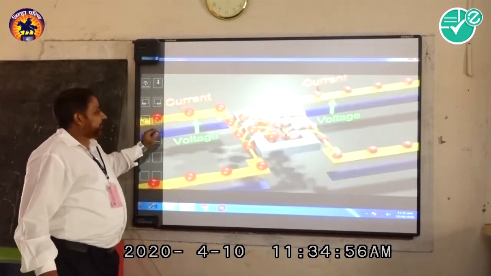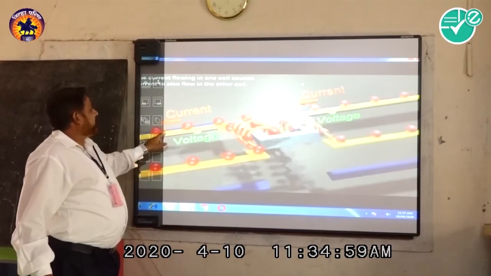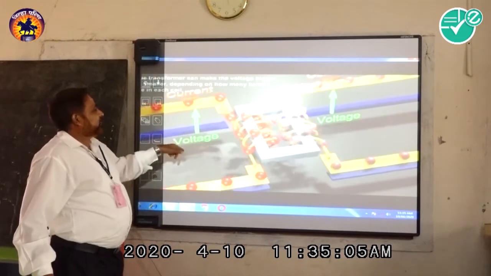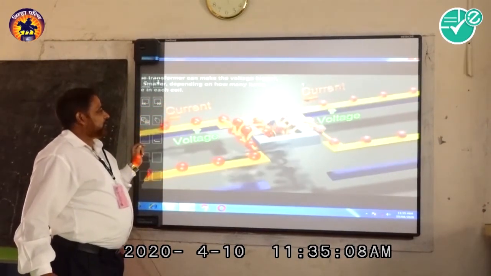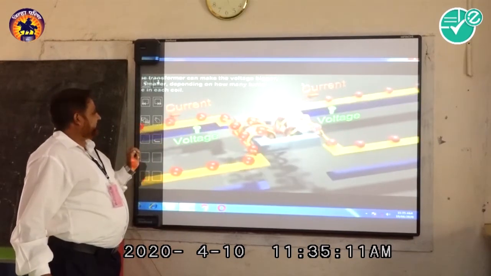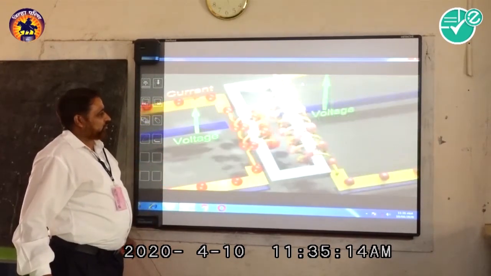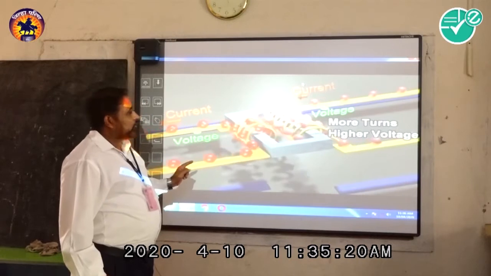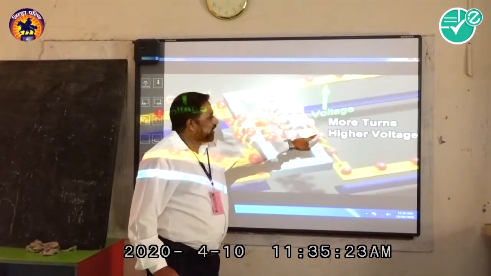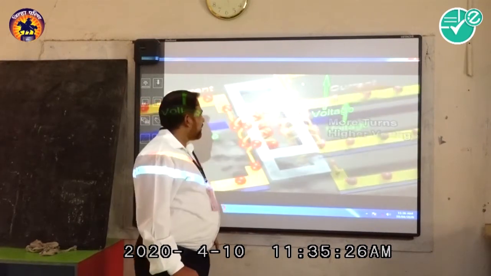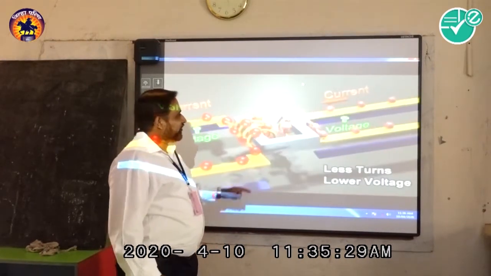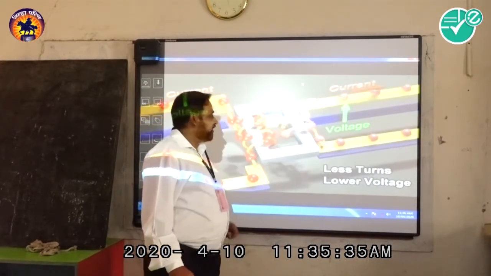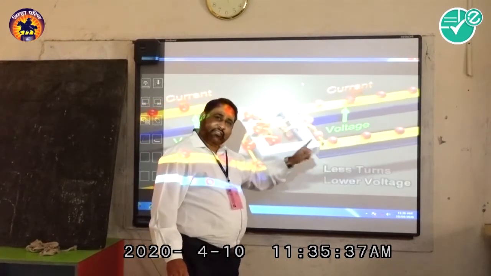If AC current passes through it, then what happens? See here. AC current passes through one coil and it creates a flux, or generates an EMF in the next neighboring coil. So this happens in the working of a transformer. If you use more turns in the secondary, you will get a higher voltage at the secondary. And if you use fewer turns, the voltage at the secondary, meaning the output voltage, will be lower. So it depends upon the number of turns you are using in the secondary.